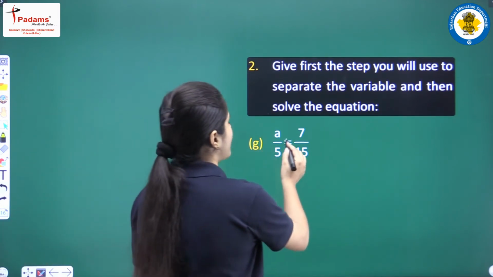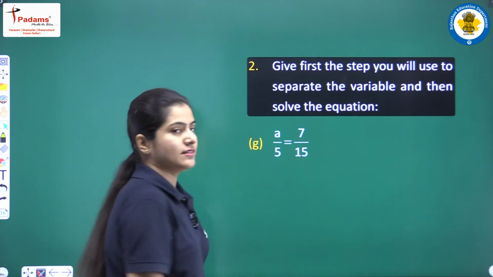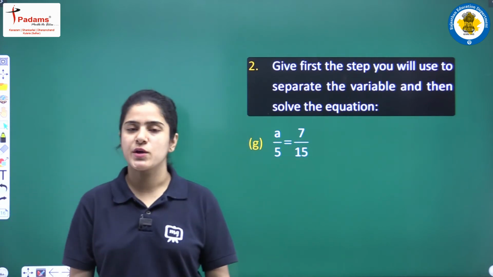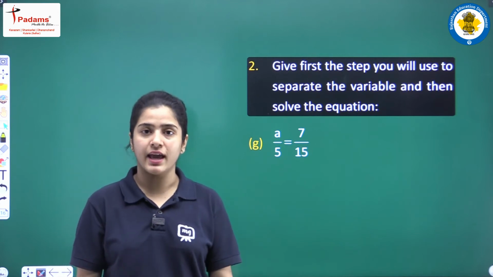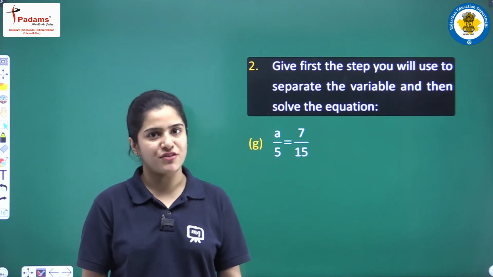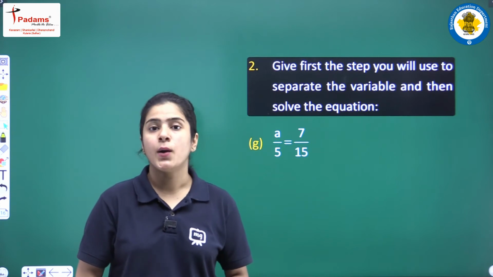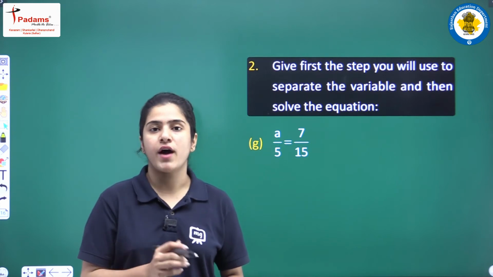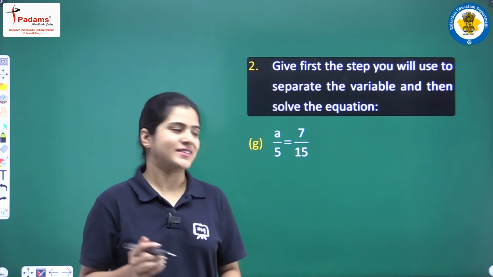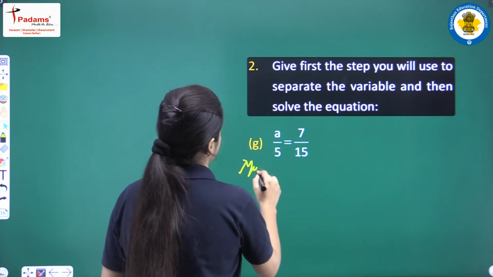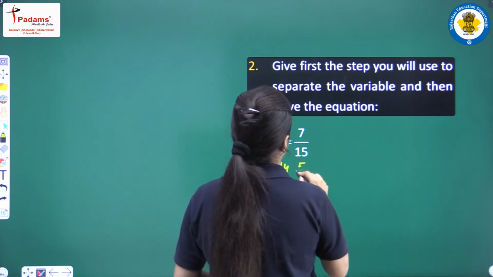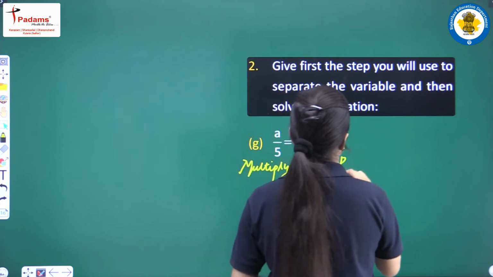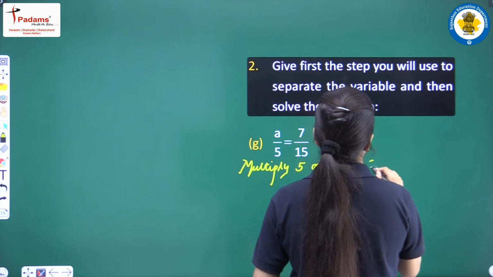A upon 5 is equals to 7 upon 15. Now students, clearly in this question as well, 5 is in division with A, the variable, right? So if we have to separate the variable, we need to multiply 5 on both the sides.